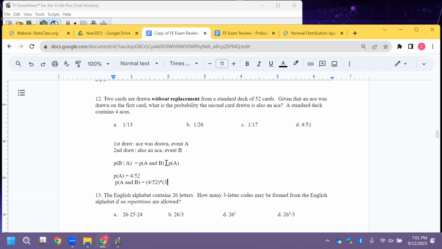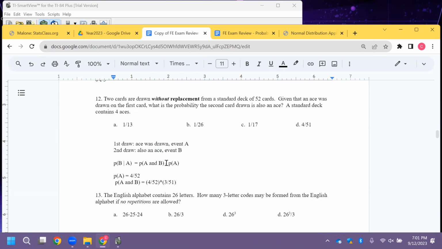I'm going to have 3 aces left, and there's only 51 cards left in my deck. So 4 divided by 52 times 3 divided by 51. So these "and" probabilities, they get multiplied together.